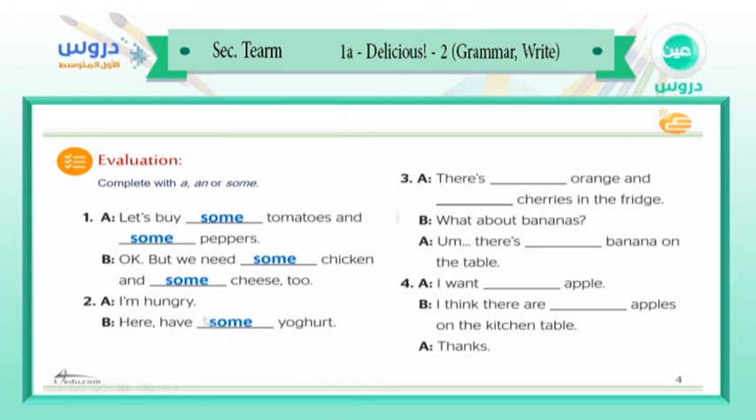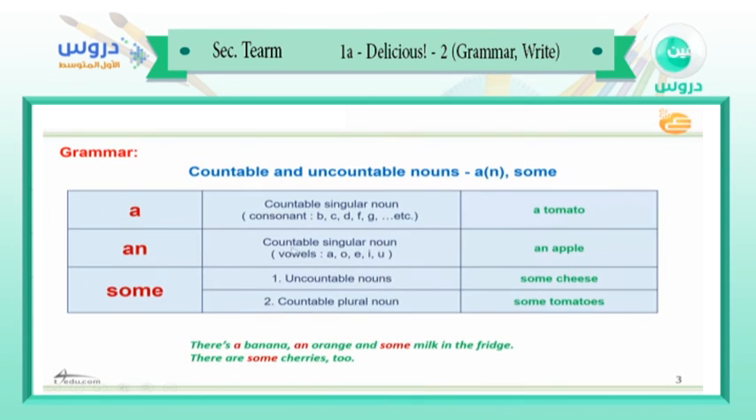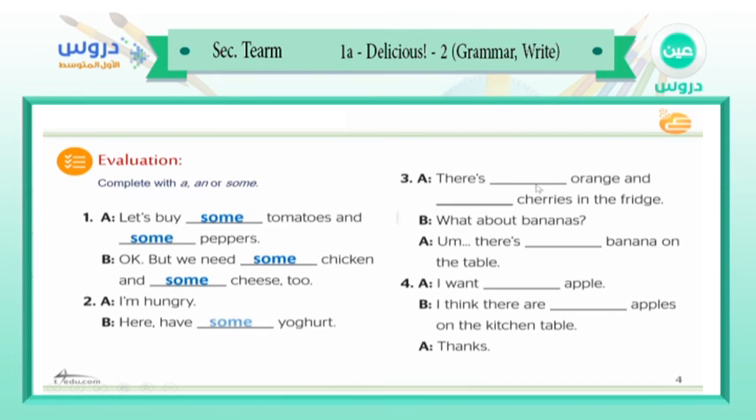so we have to say some yogurt. Okay, some yogurt. So we are talking about the yogurt itself. Number 3a, there is orange. Orange, singular. Countable, singular. Starts with O. So we have to say an. Exactly. Excellent. An orange. There is an orange and cherries.